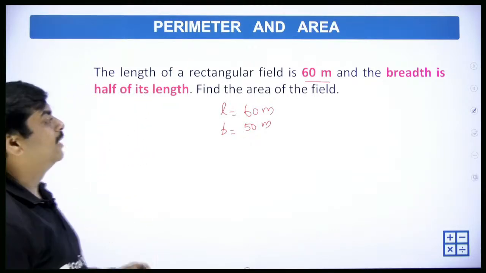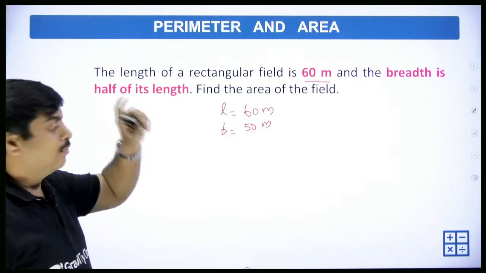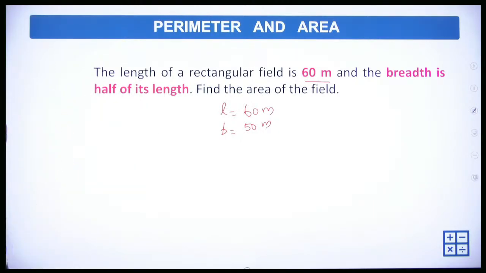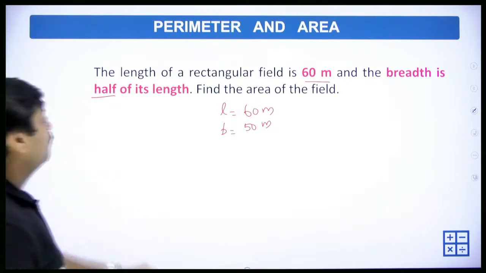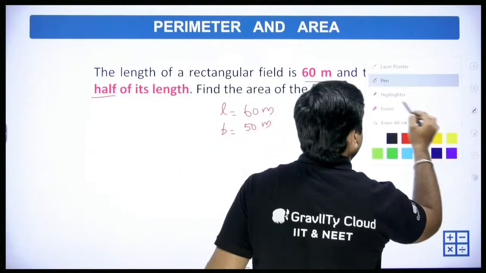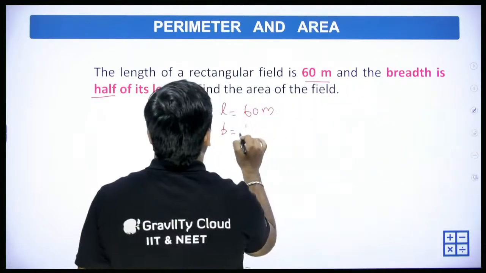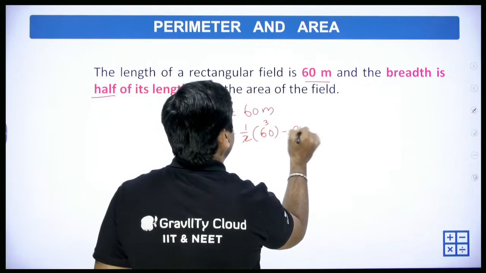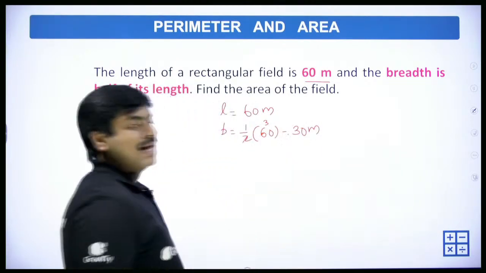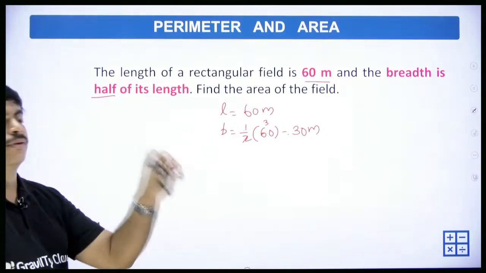Find the area of the field. The breadth is half of its length. So once again, let me check that. The length of the rectangular field is 60 meters, and the breadth is half. Half means not 50, I'm so sorry. Half means half of the length, which is half of 60, which is 30 meters. Length is 60 meters and breadth is 30 meters. Find the area of the field.